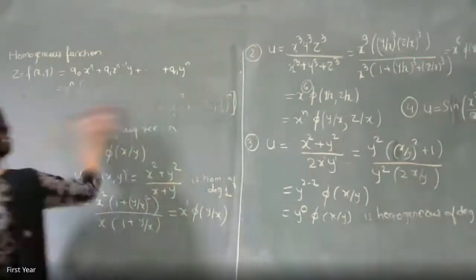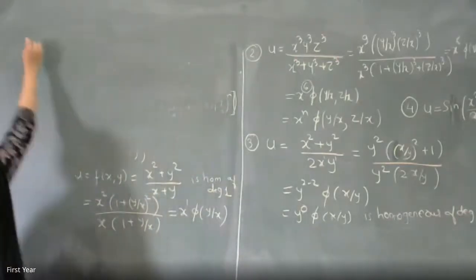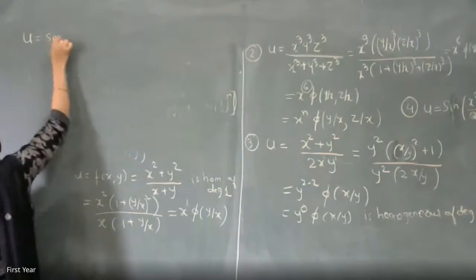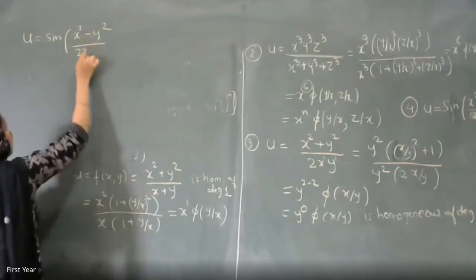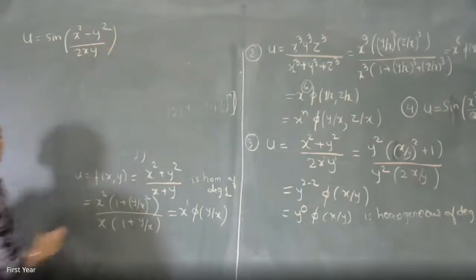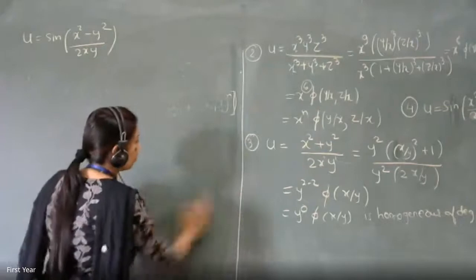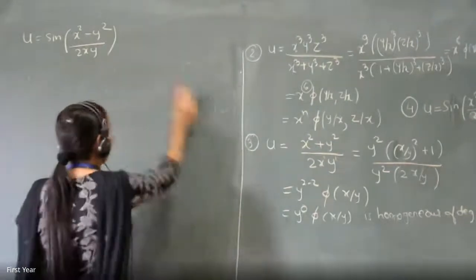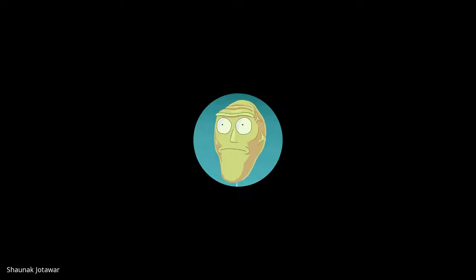Try to find out this equation. U is equal to sine of x square minus y square upon 2xy. Tell me what's the degree of this? Is this homogeneous? And if it is homogeneous, what's the degree? 0. Is everybody getting the answer to be 0 again? Yes, ma'am. What do you do?